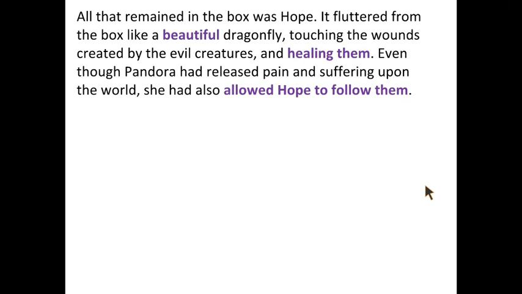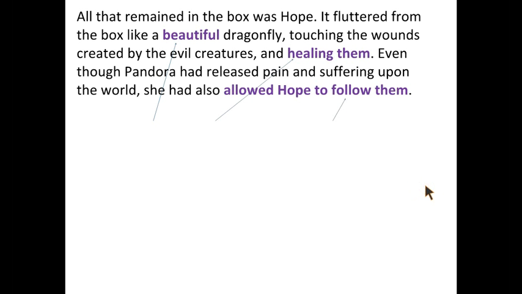So again, you'll see that I highlighted some words and phrases in purple. These are also some things that I told you to circle. We've already circled beautiful. We circled healing them. I want you to pick your pen up. I want you to go back to your copy of Pandora's Box, and I want you to underline this part where it says allowed hope to follow them. Please take a moment to do that. It's the last line. Great job.